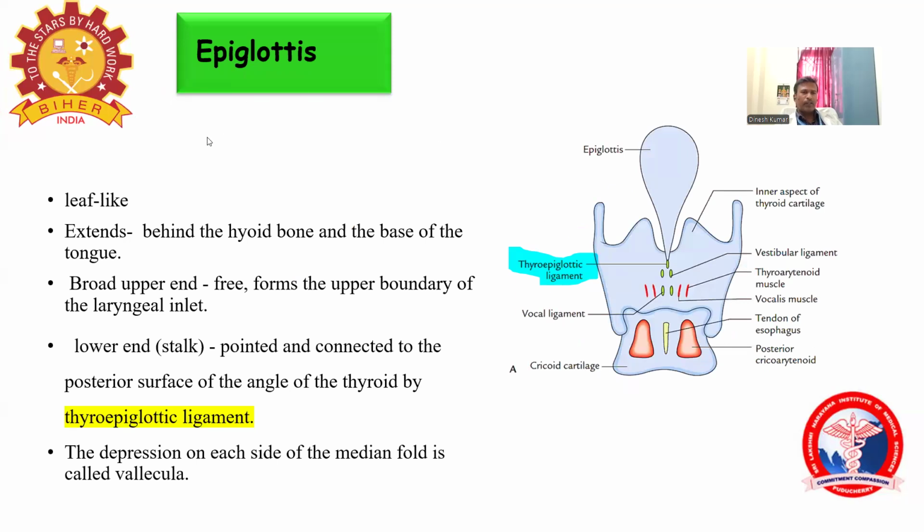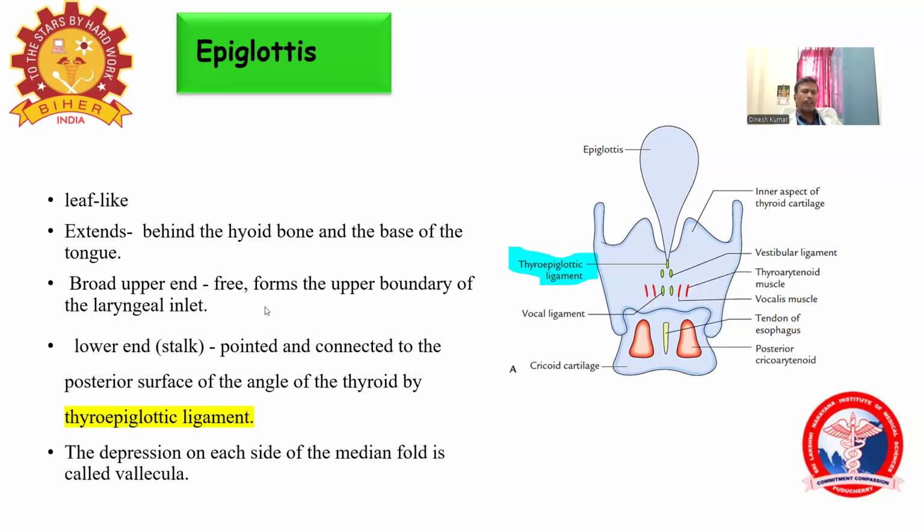Next is the epiglottis. It is a leaf-like structure. It extends behind the hyoid bone and the base of the tongue. See, this is the leaf-like structure. So you can see this is the epiglottis. It has an apex and a base. It extends beyond the hyoid bone and the base of the tongue.